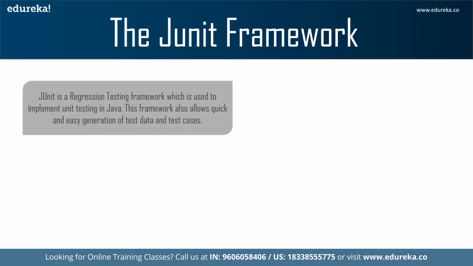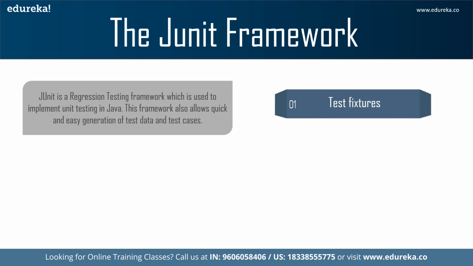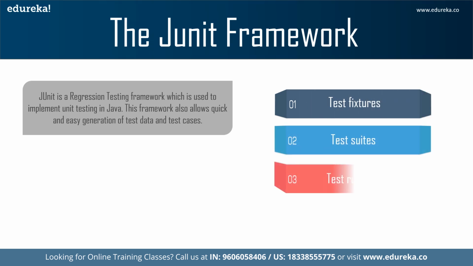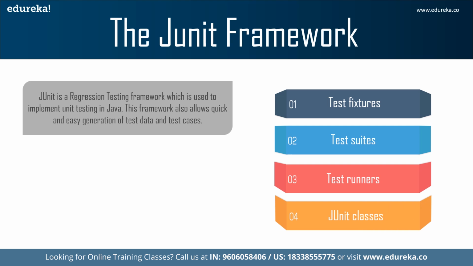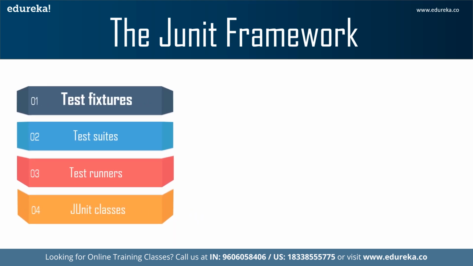JUnit is a regression testing framework which is used to implement unit testing in Java to accelerate programming speed and increase the quality of code. This framework also allows quick and easy generation of test data and test cases. Now let's discuss the major features of this JUnit test framework. They are namely test fixtures, test suites, test runners, and JUnit classes. Now let's get to know them in detail.